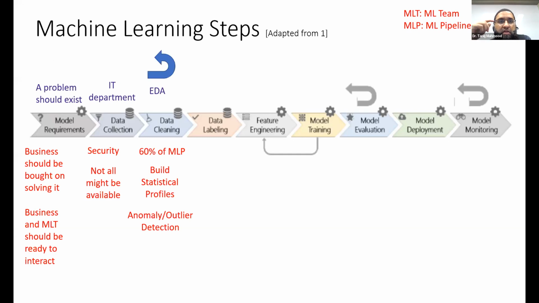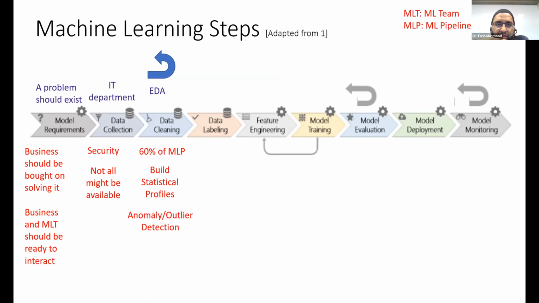So before I discuss RoboClinic, I would just briefly discuss this machine learning process. In this diagram, I have listed the basic steps. I have taken this diagram from one of the research papers, which is quoted at the end. MLT here stands for the machine learning team, which is also the data science team, and MLP is a machine learning pipeline.